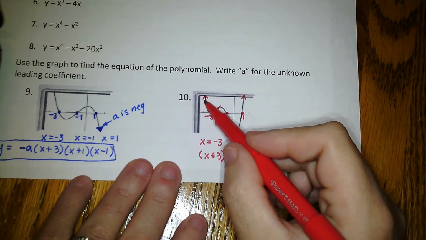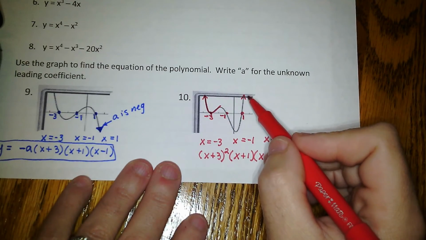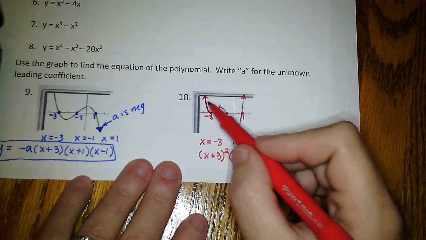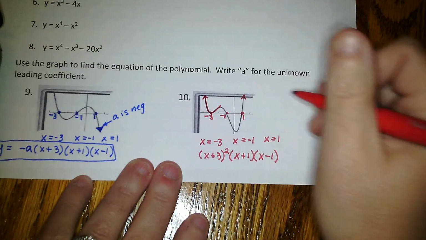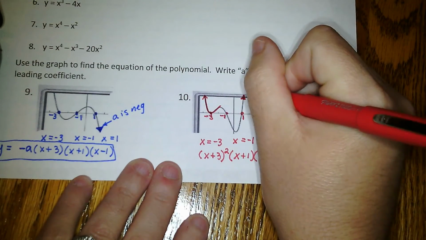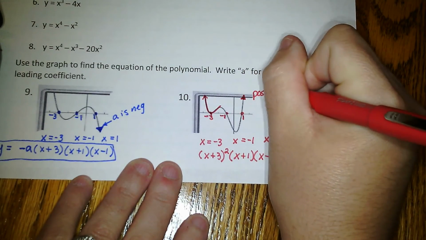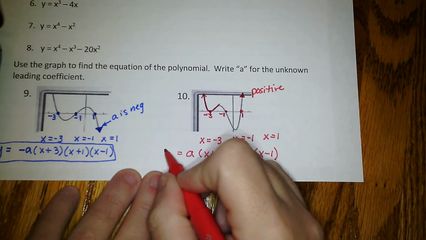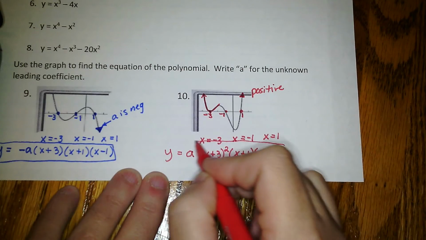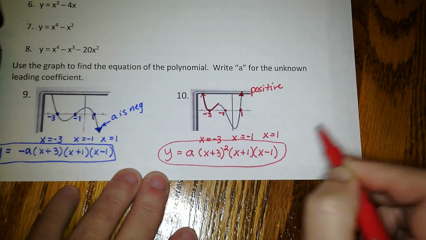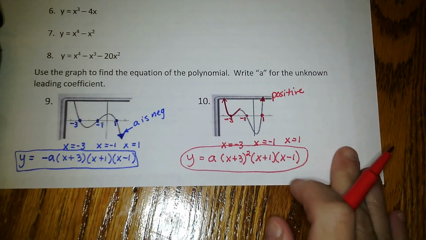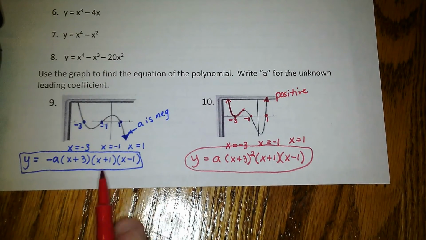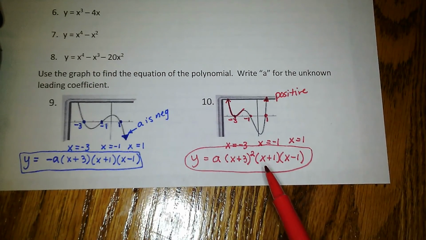This end behavior both ends in an up position, which indicates that A is positive. Because it's up at the end, this is a positive A. So that means that I'm going to put A out here as a positive, and there is my equation. For the next couple slides, we're going to be solving for A. So this is going to be our first step.